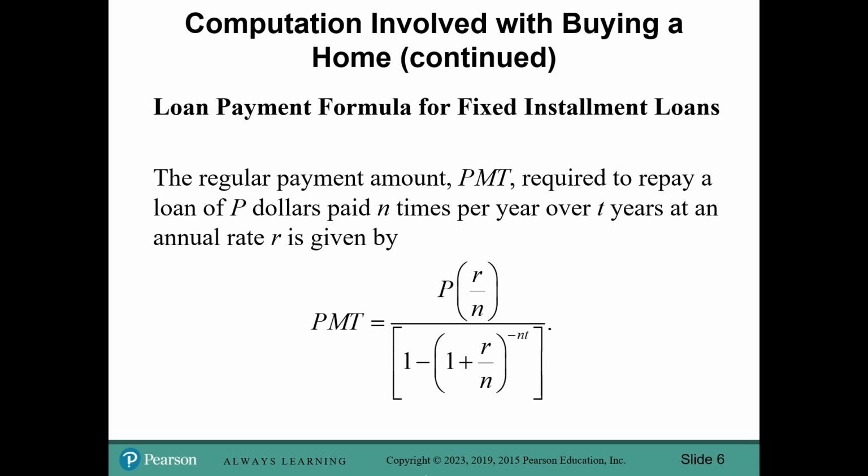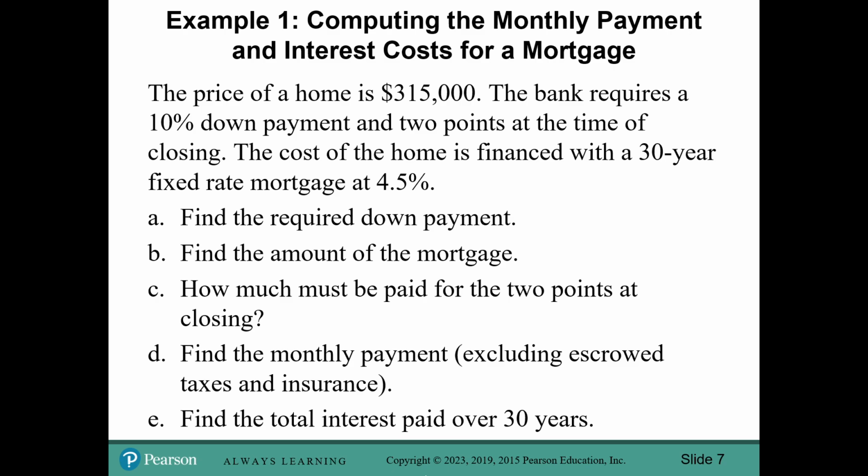Now, let's look at the loan payment formula for fixed installment loans. The regular payment amount, PMT, required to repay a loan of P dollars paid N times per year over T years at an annual rate R is given by PMT equals P times R over N, divided by 1 minus 1 plus R over N to the negative N times T. Should look kind of familiar. We've used similar formulas in the past.